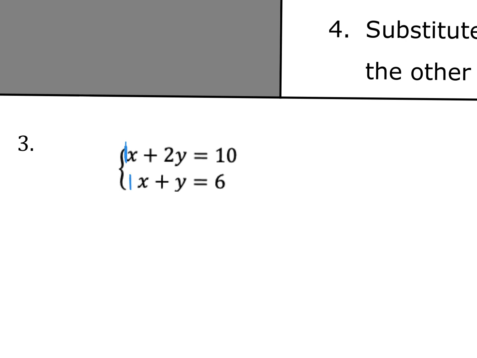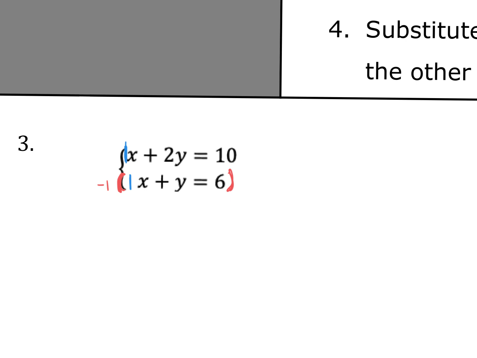So both of them have a positive 1, but remember, if we want to cancel things out, one has to be positive and one has to be negative. Well, I can make one of those a negative 1 by multiplying that whole equation by a negative 1. So I'm going to multiply this whole bottom equation. I'm going to put parentheses around it, and I'm going to put a negative 1 in front of it.